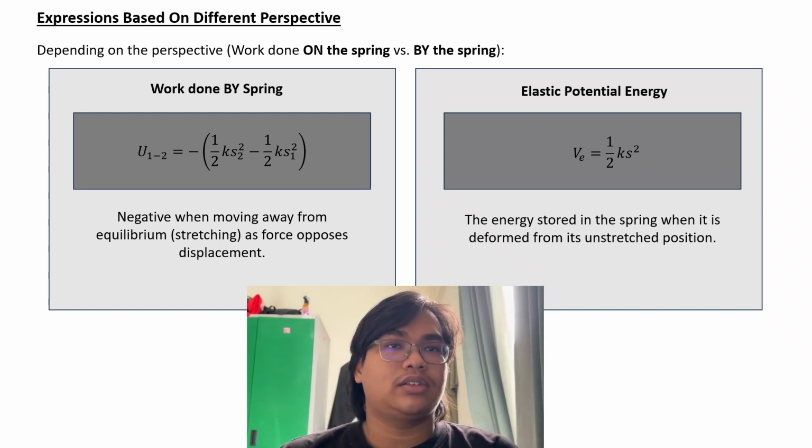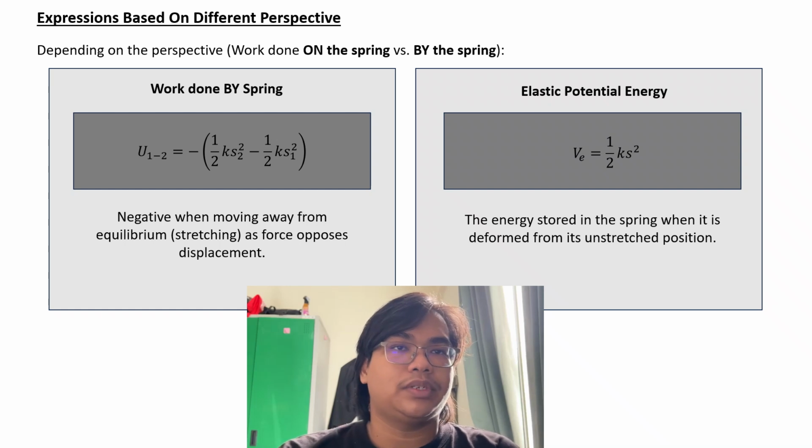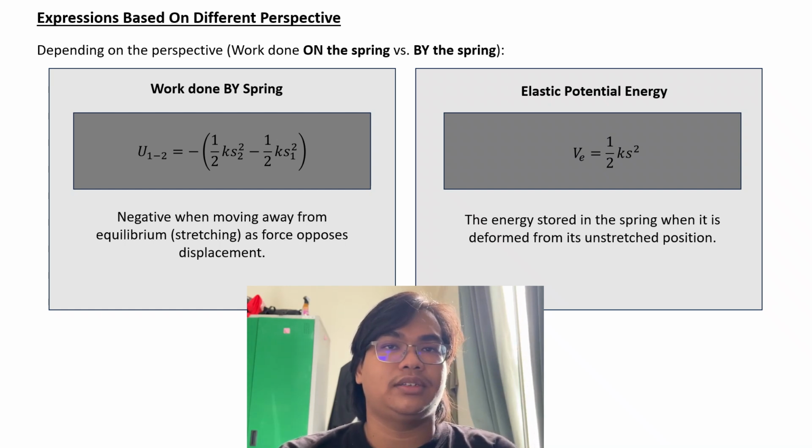Conversely, looking at the right box, we consider elastic potential energy. The expression is V equals 1/2 K S squared. This represents the energy stored within the spring itself when it is deformed from its natural unstretched position.